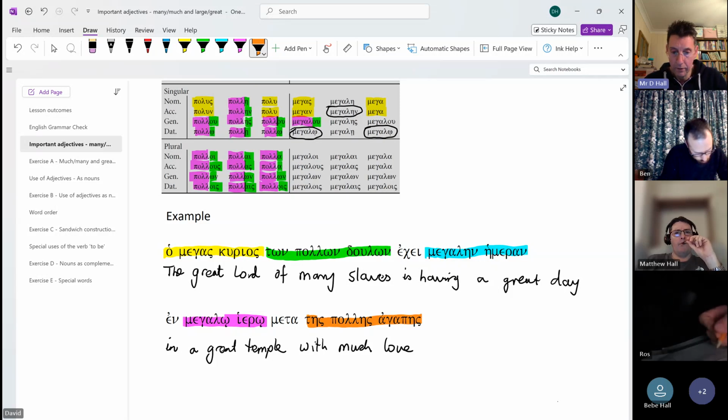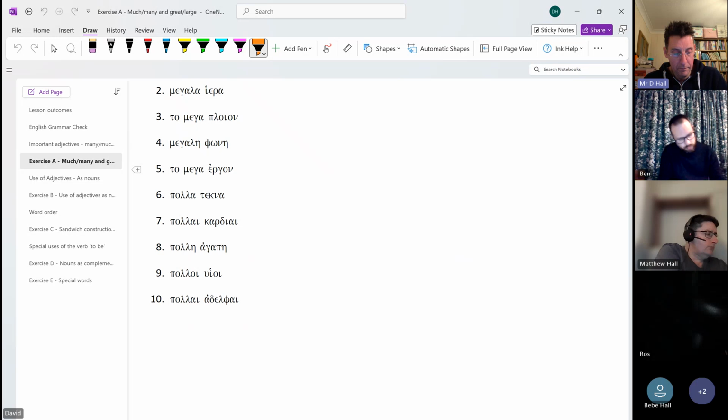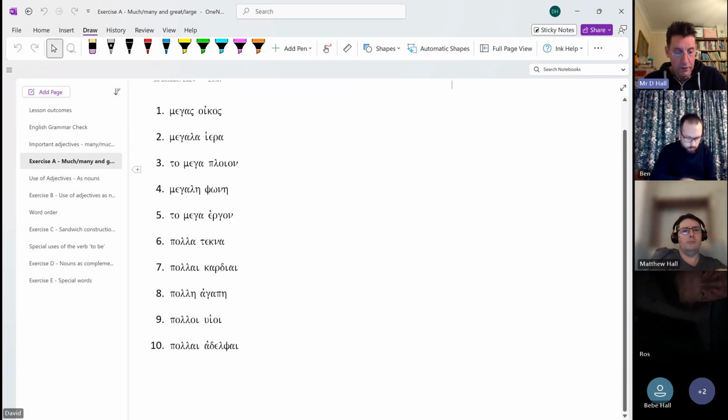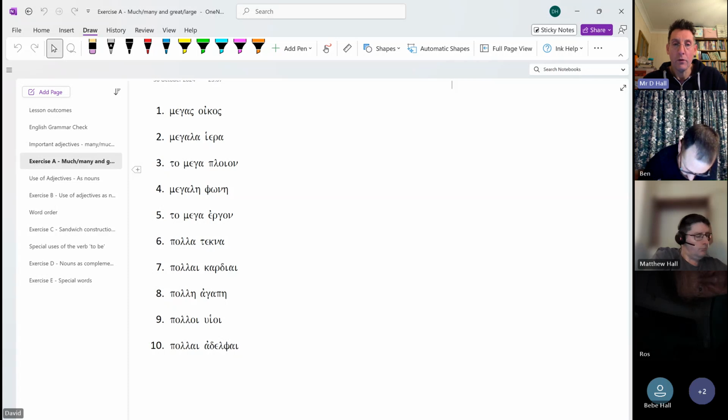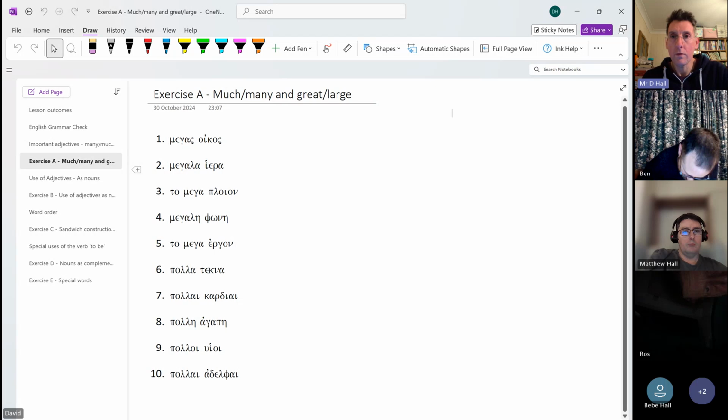So if we're okay with that so far, then I have a little exercise, just a few questions. These are all in the nominative, just because we wanted a bit of basic translation and to make sure that you're happy with the use of the words. I suppose in many ways this is just about remembering or learning the nouns that they go with. So do you want to have a quick translation of these and then see how you get on with that? I will stop the recording.